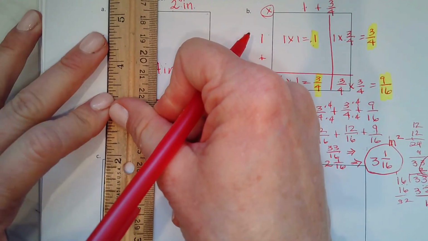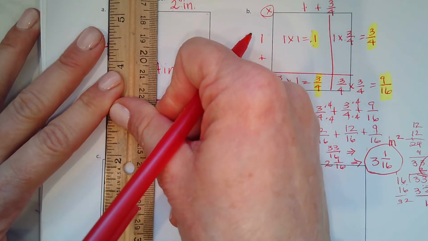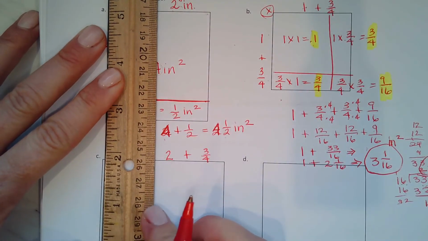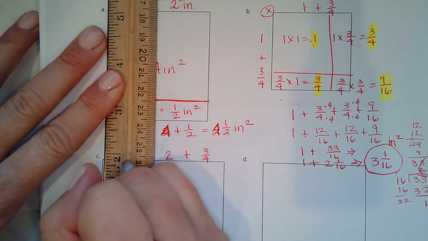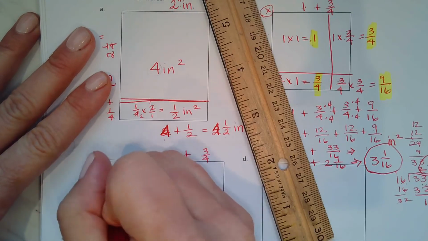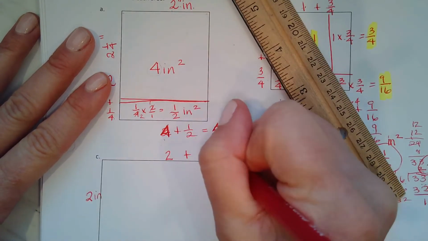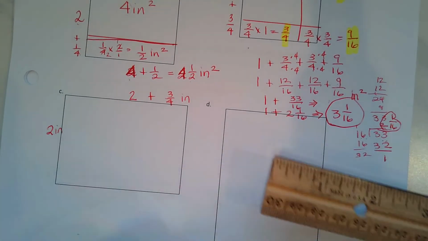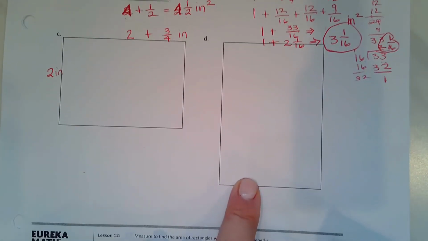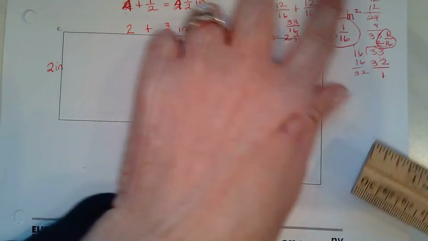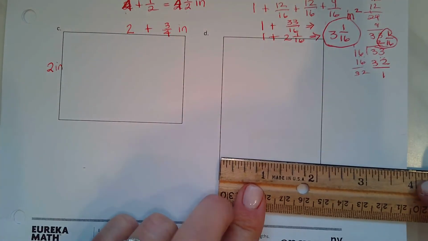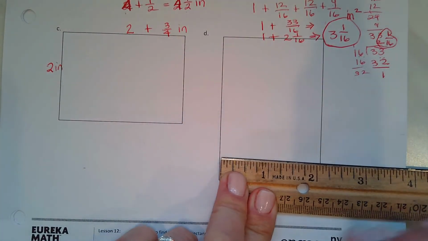Then I have, this is really close to just a straight up 2. So we're going to call that 2 inches. This is 2 3/4 inches. This one here, I'm going to write at the bottom because we have all this work right here. This is going to be close to just a straight up 2.